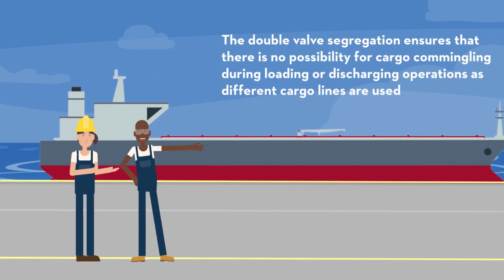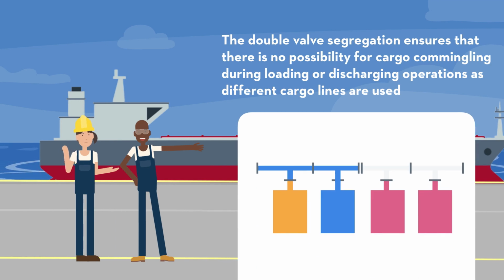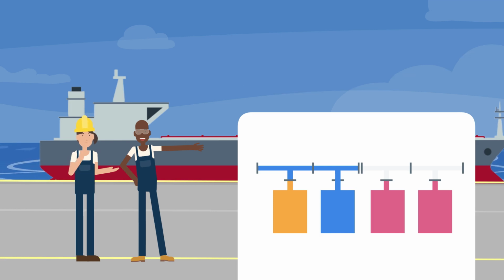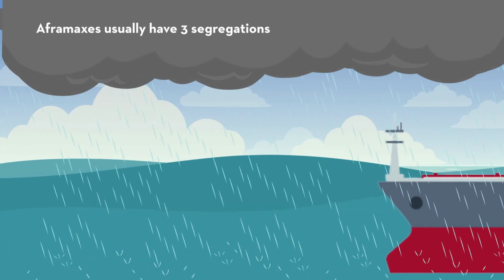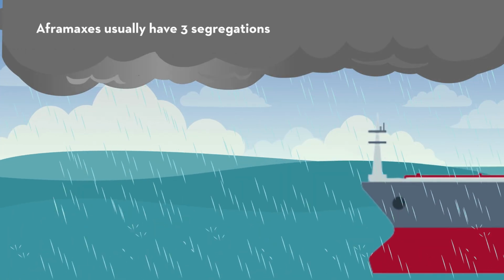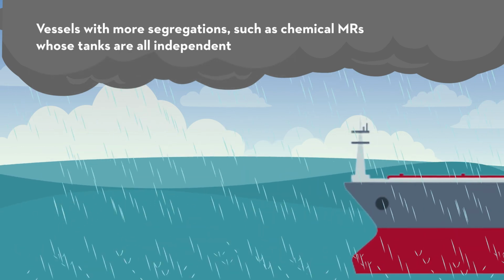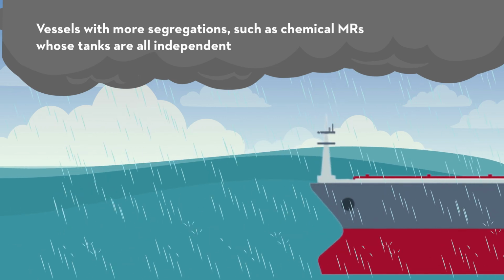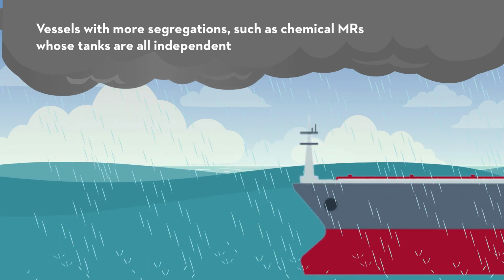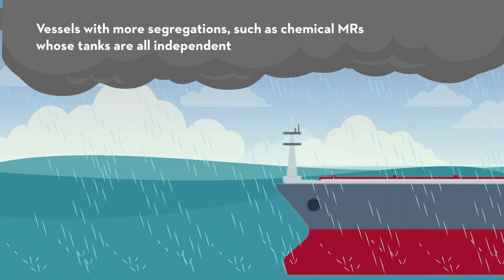The double valve segregation ensures that there is no possibility for cargo co-mingling during loading or discharging operations, as different cargo lines are used, while the single valve segregation indicates one valve between two tanks and a common line is used for both cargoes. Aframaxes usually have 3 segregations. Vessels with more segregations, such as chemical MRs whose tanks are all independent, can do parceling and thus carry small quantities of different cargoes that should be stored separately.